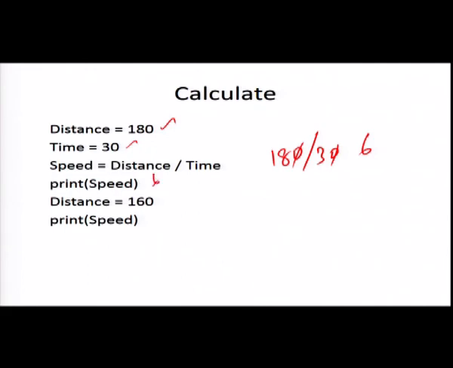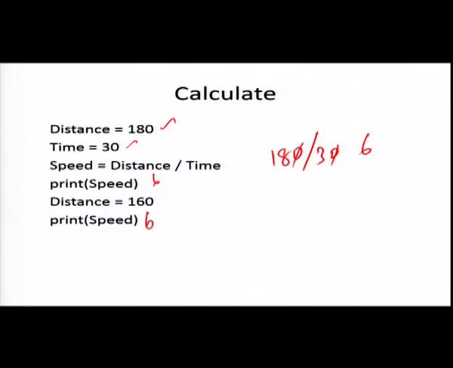Now, my dear viewers, again I have taken the distance as 160. I am calculating the speed. What is the speed now? Many people make a mistake over here. Many people intend to calculate the speed again, but I am not calculating the speed again over here because this speed has been printed already. The distance has been changed, but the speed is 6 only, because I am not calculating again and again.